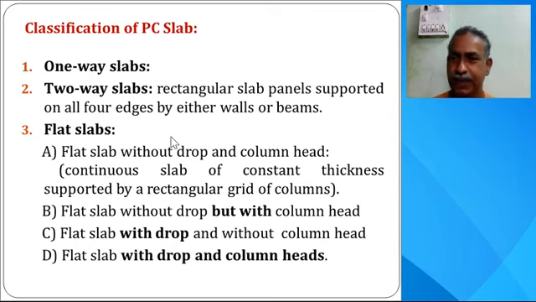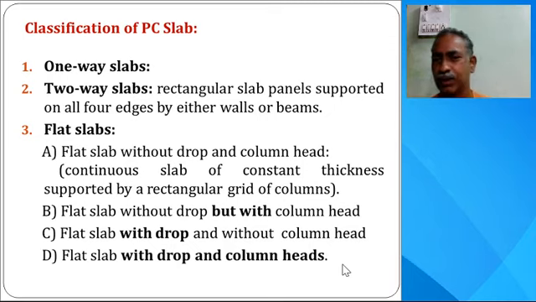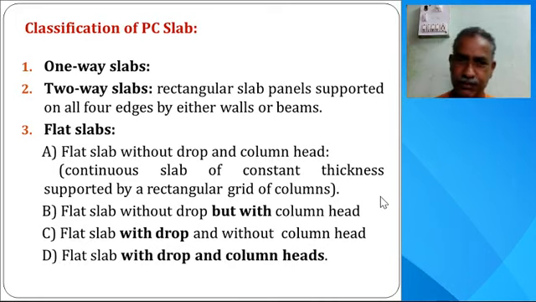And third is the flat slab. Generally, in case of RCC, flat slab is also there, and in pre-stressing, we also use the flat slab. Flat slab means the slab without beam, or the slab which directly rests on the column. Now there are 4 conditions in case of pre-stressing. First, flat slab without drop and column head, that means the slab directly rests on the column.